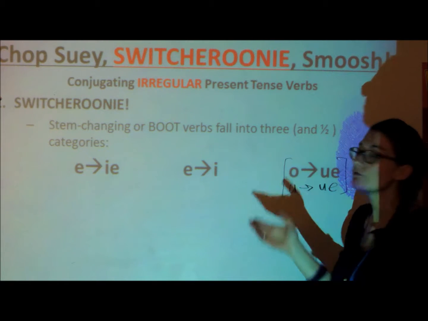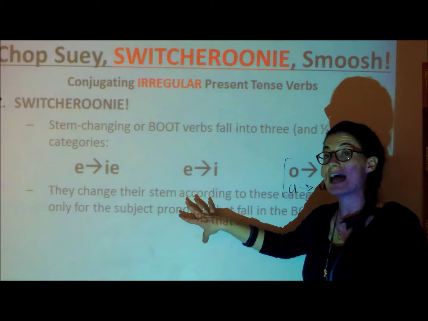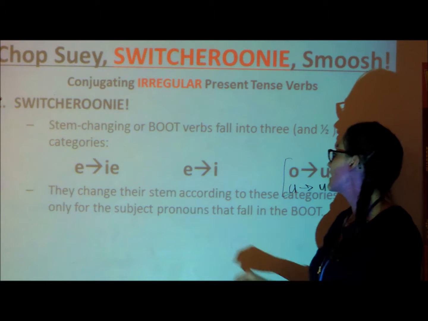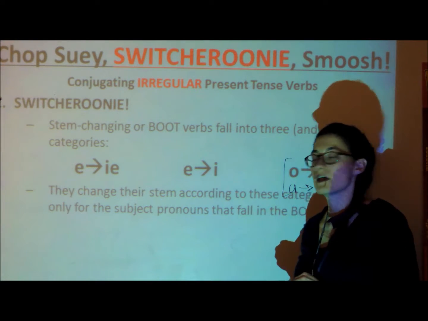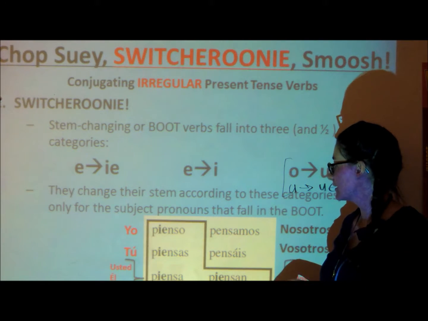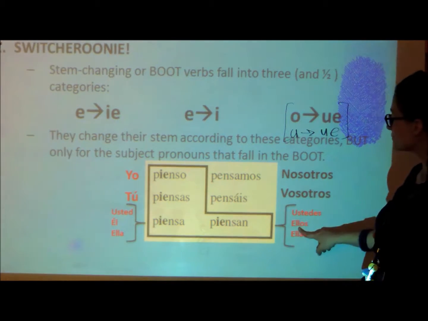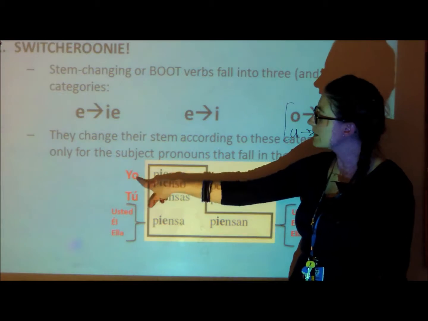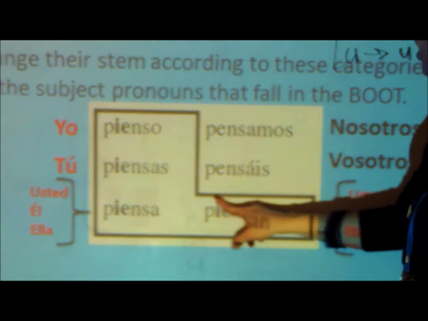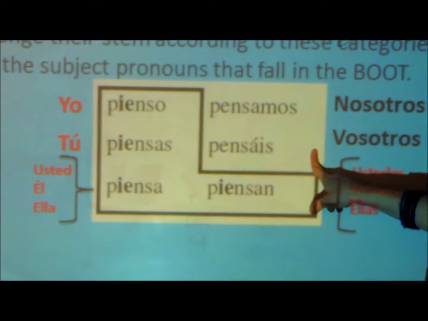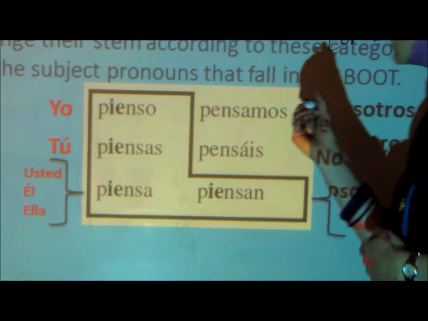The reason why they're called boot verbs is because of the conjugations that actually change their stem. If we take a look at this conjugation chart up here, we have all of these pronouns on the side to let you guys know what these endings are related to, right? Yo pienso, I think. If we drew an outline around all of the conjugations on this chart that stem changed, then we would have a boot. Do you see the boot here? Let me draw it for you.